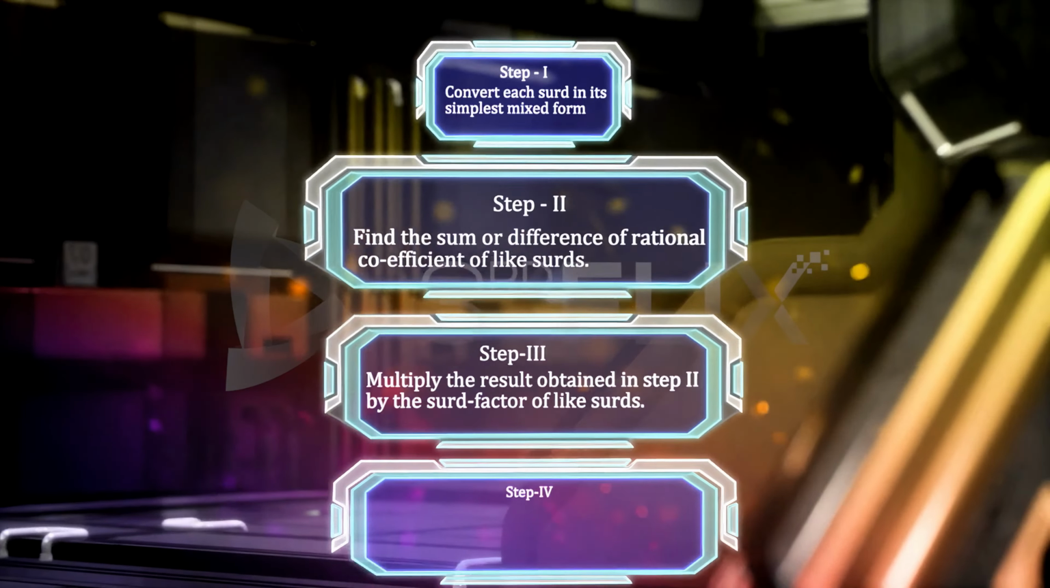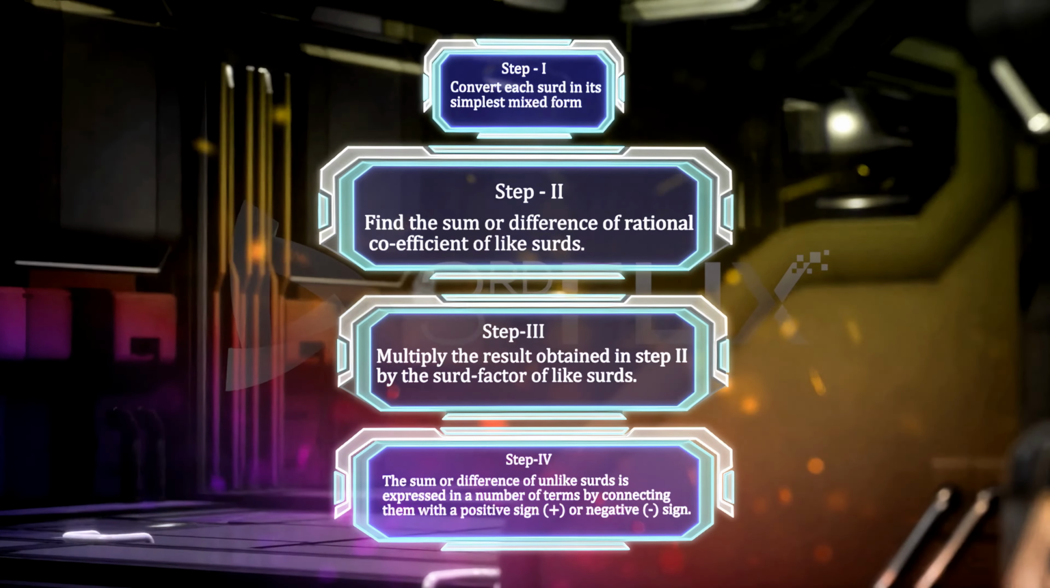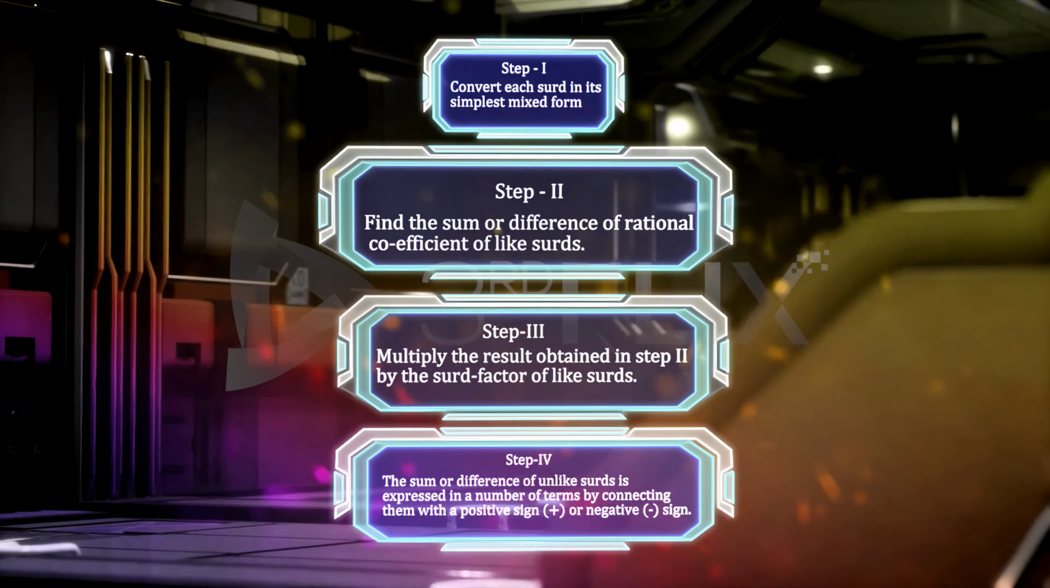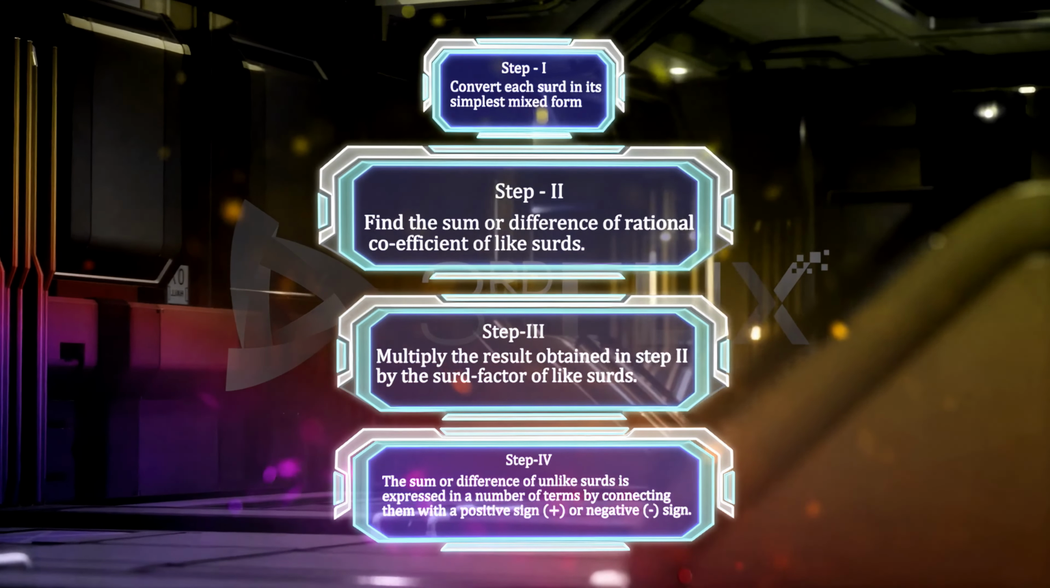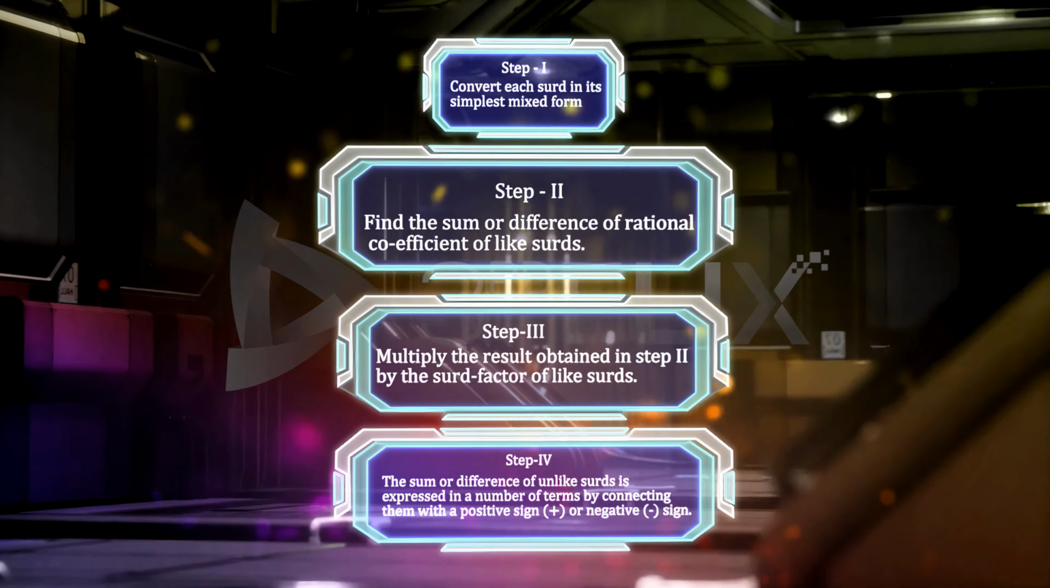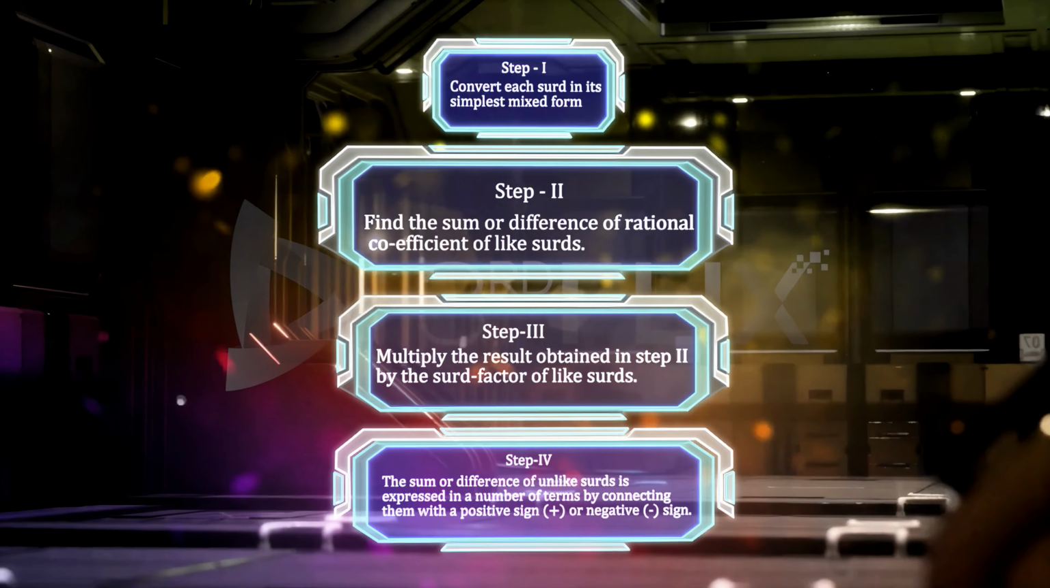Step 4. The sum or difference of unlike surds is expressed in a number of terms by connecting them with a positive sign plus or negative minus sign.